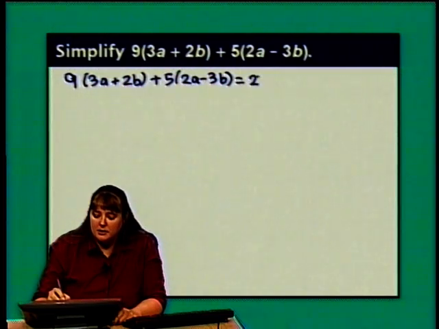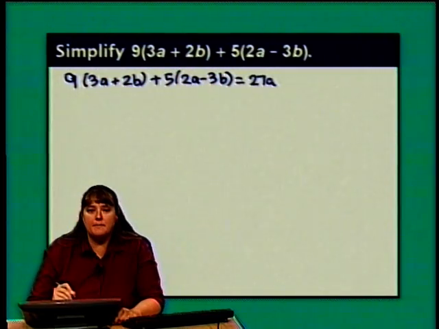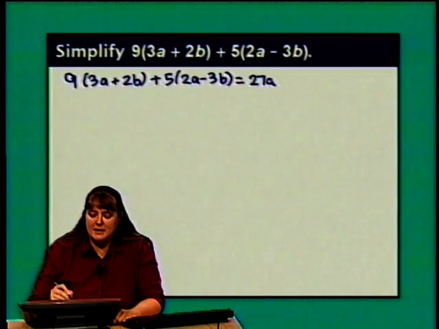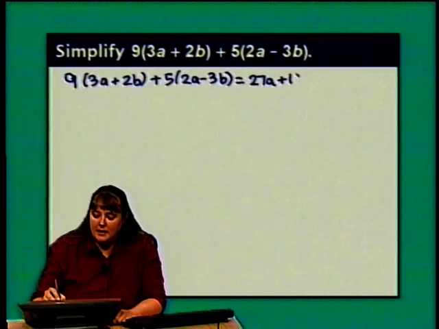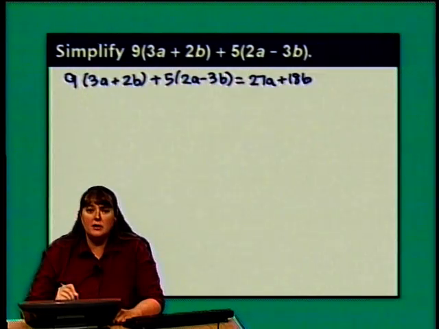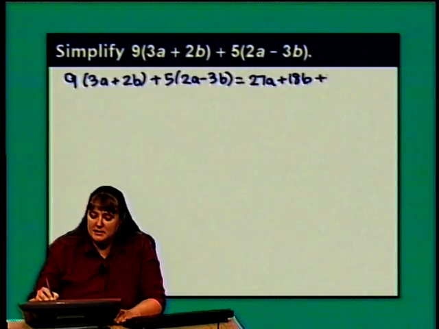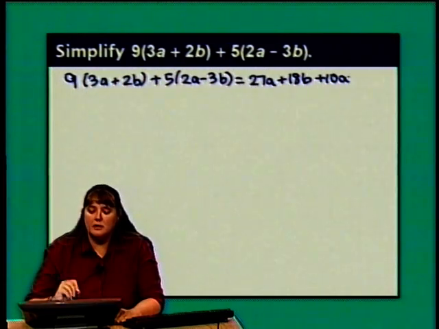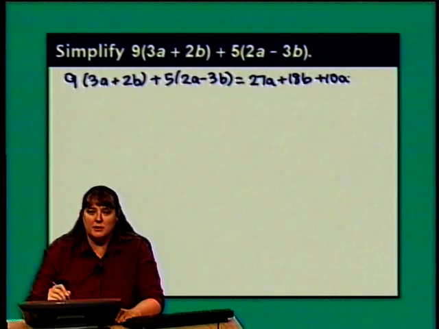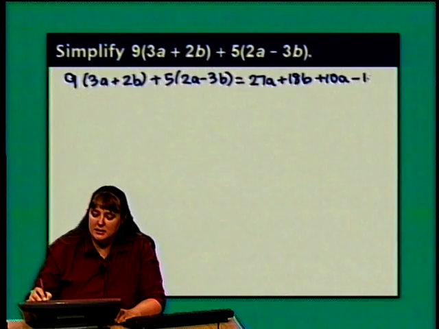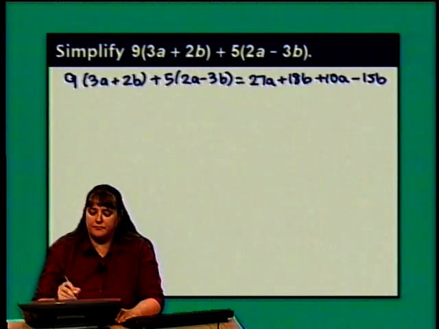9 times 3 is 27, so my first term is 27a. 9 times 2 is 18, so I have plus 18b. Moving on to the second set of parentheses, 5 times 2 is 10, so I have plus 10a. And 5 times 3 is 15, so I have minus 15b.